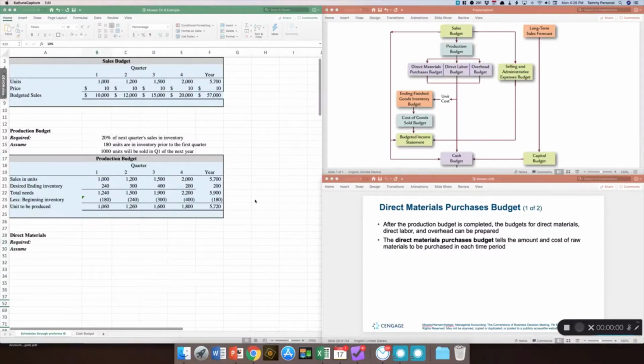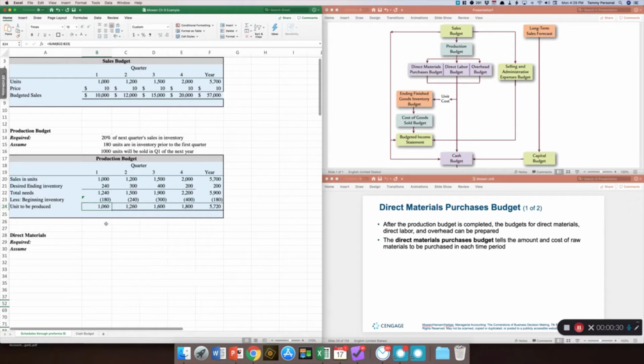Okay, so we figured out, based on how much we're going to sell every quarter next year, how much we need to produce, and it's not exactly the same. It's usually a little higher until that last quarter of the year when it's a little lower. What we need to produce is a little less than what we're going to sell. And what we have to do now is take the number of units that we're going to produce and figure out how much raw material we need to purchase.